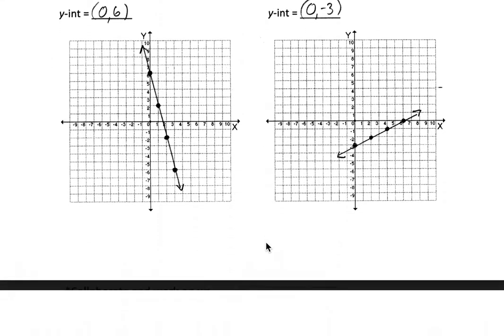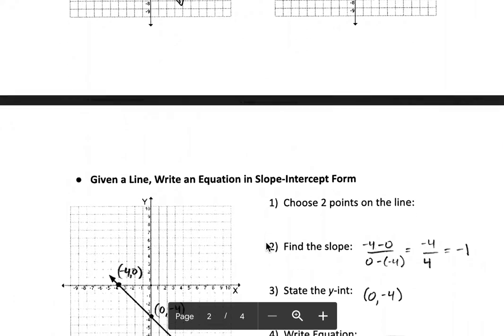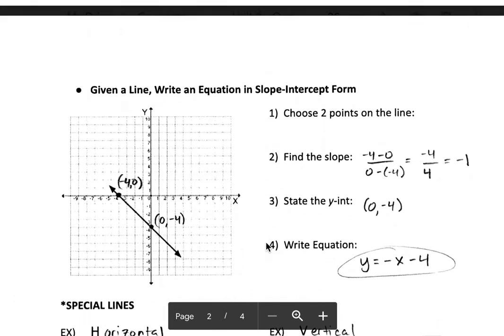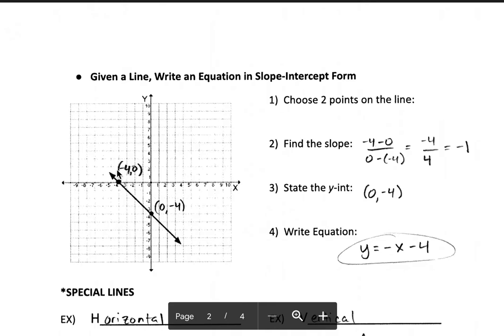So there's how we graph slope-intercept form. Again, let's go backwards from that even, and let's try using a line to write the equation. So given this line on a coordinate plane, first thing you always want to find is a slope. We're going to need a slope, and we're going to need a y-intercept in order to write it in slope-intercept form. To find a slope, we need 2 points.